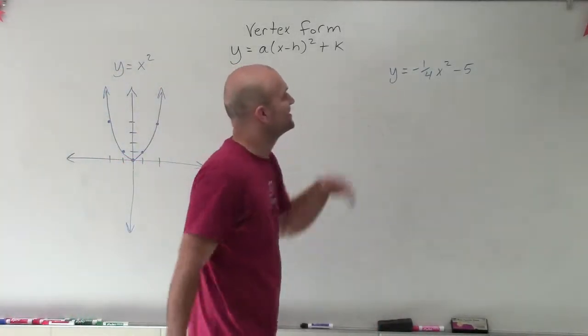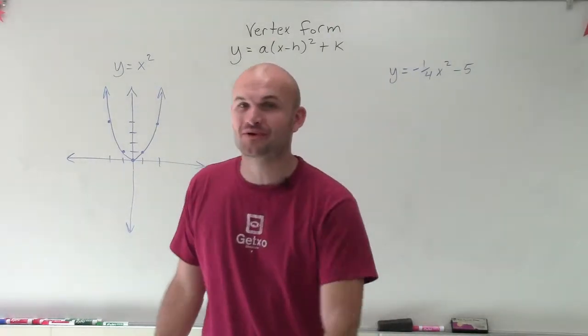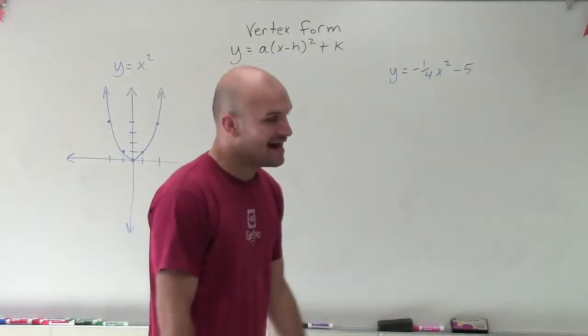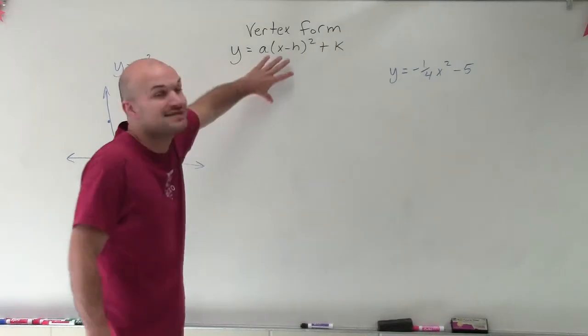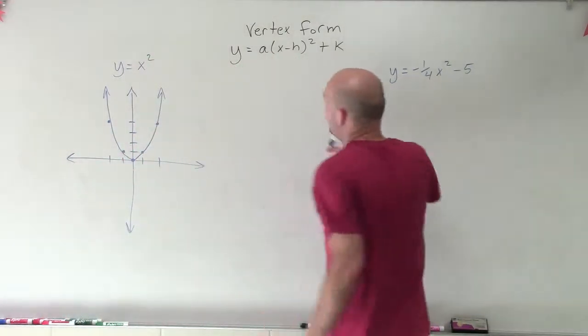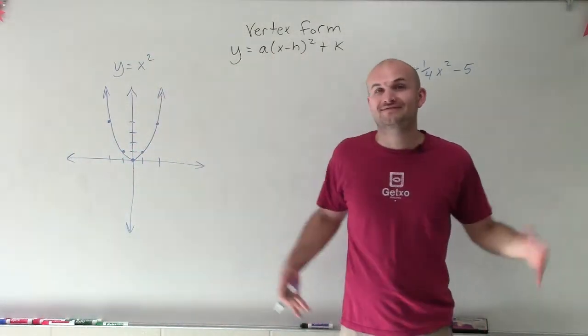But what I want to do is show you how to graph y equals negative 1/4 x squared minus 5. Now, what we're going to do is graph this when it's in vertex form, and we're going to use our parent graph to help us graph it.